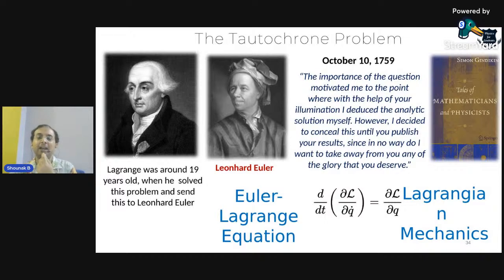And he told him, "I decline to conceal this until you publish your results, since I in no way want to take away from you any of the glory that you deserve." This is such an important phrase. It means Leonhard Euler actually allowed Lagrange to publish his equations, although Euler had already published it.